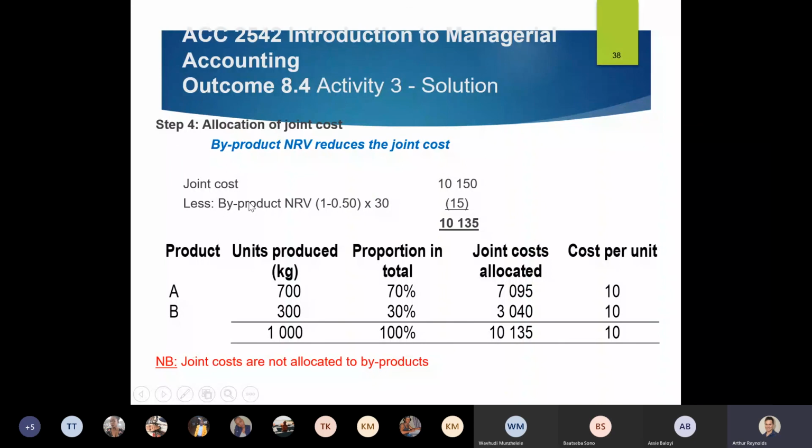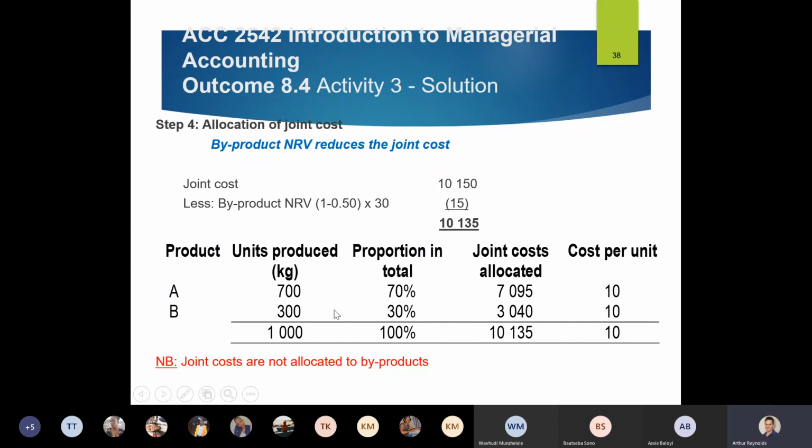The byproduct, because we used net realizable value, is the 1 Rand less the 50 cents further processing, times 30 kilograms. So it is 15 Rand. So we have to deduct that 15 Rand from the total of 10,150 to get a new total of 10,135. Okay, so then we can proceed to calculate the rest in the same manner.